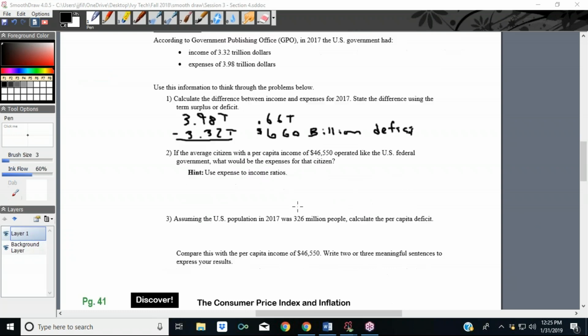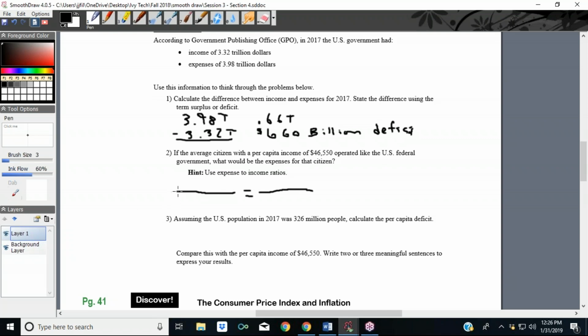All right, good job. So the next question says, if the average citizen with a per capita income of $46,550 operated like the U.S. federal government, what would be the expenses for that citizen? So now what we're saying is we're going to take a citizen and compare that citizen to the government, so we're going to make them proportional to the government. I'm going to put the government information over here.